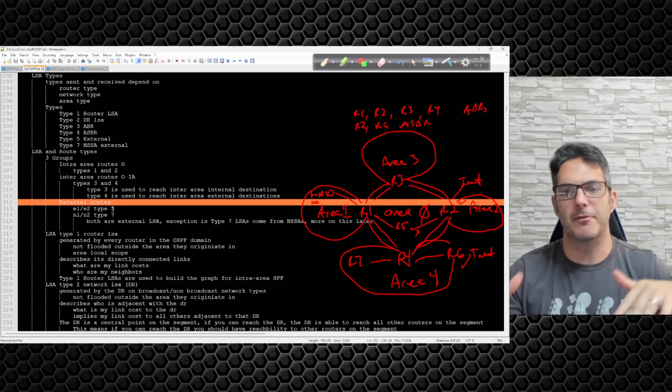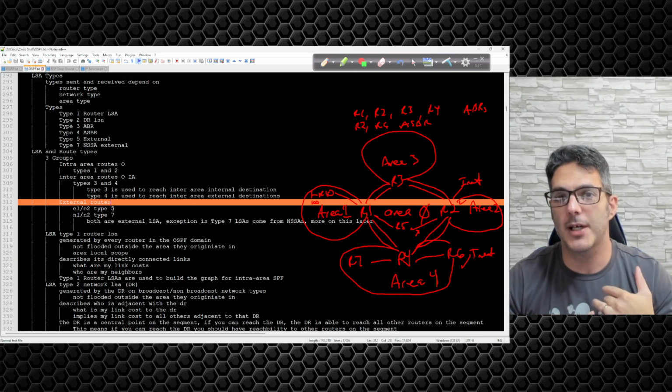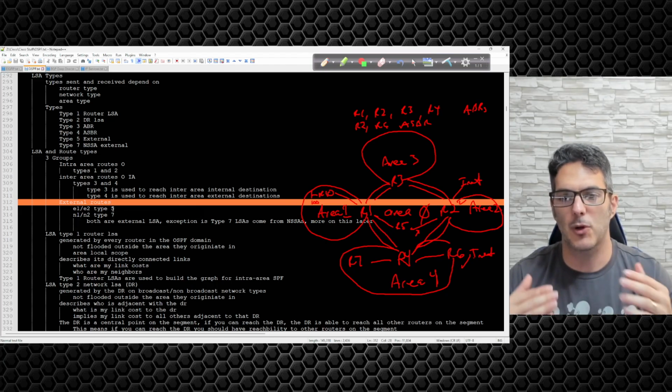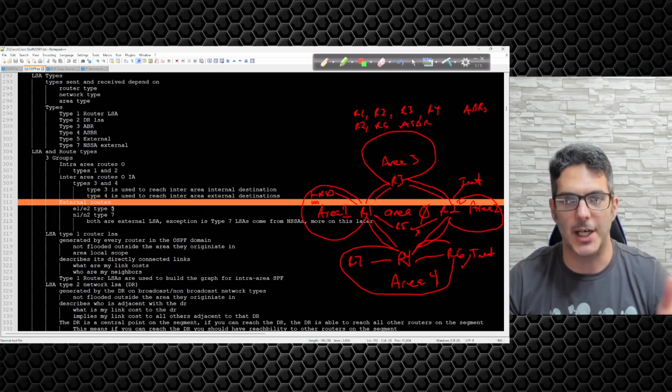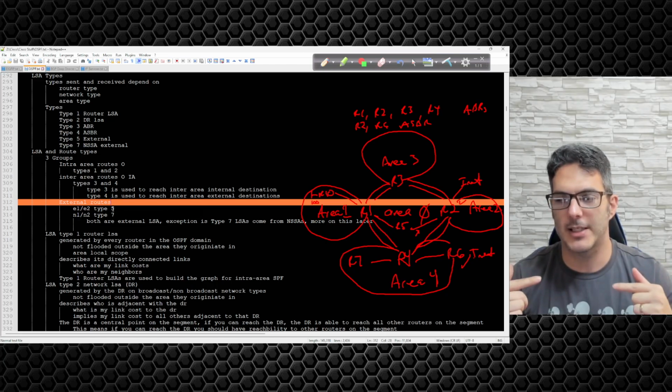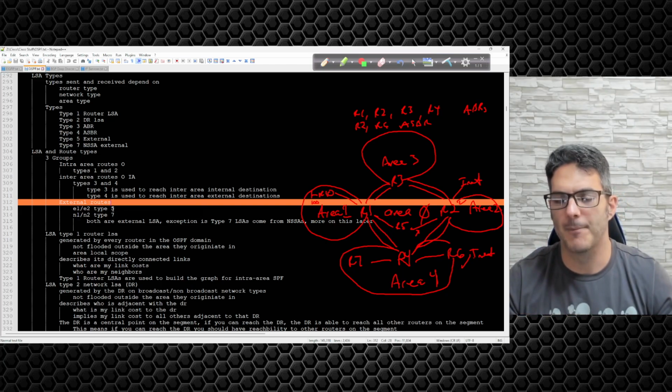To simplify this: if you're not sure whether it's a type 3 or a type 4, ask where you're trying to go. If you're in area 1 and you're trying to get to area 0, it's an internal destination, so it's a type 3 LSA. If it is a type 4 LSA, like a default route to get somewhere else, or you redistributed from EIGRP or BGP or any other routing protocol into OSPF, that generates a type 4 LSA as well.